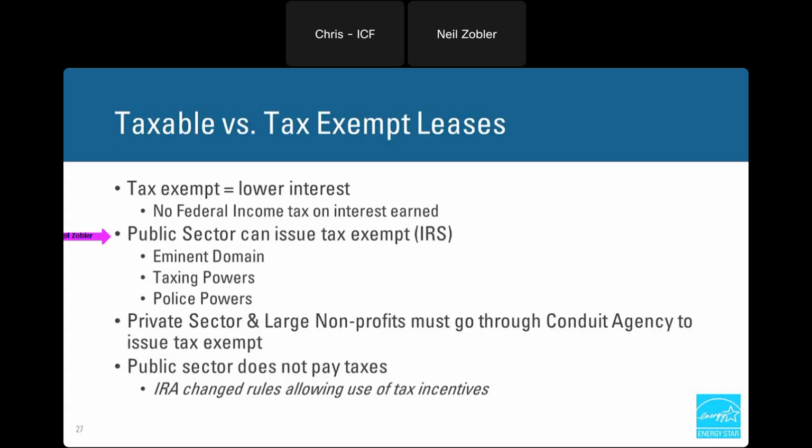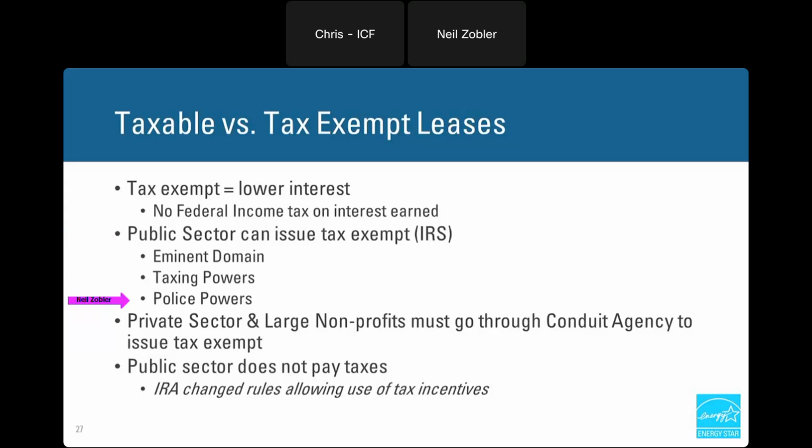Public sectors can issue tax-exempt obligations, and that is due to an IRS code, which requires the issuer to have either powers of eminent domain, taxing powers, or police powers. You don't have to have all three, but you have to have one of the three. There was a case in which a private university with a campus police force declared themselves a tax-exempt entity on their own, and the courts found against them.